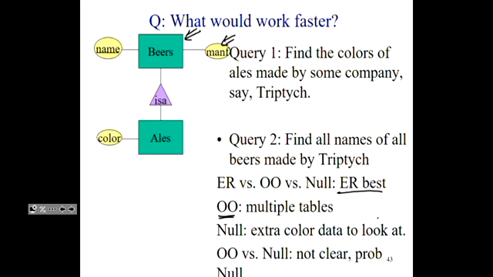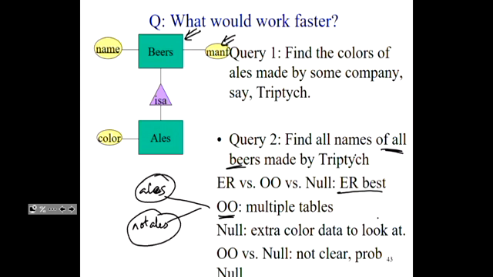Why is the object-oriented approach bad? Well, because you need to look at multiple tables. You need to look at both the ales table and the not ales table, right? Because you need to find the names of all beers. It's not just the ales, but you need to look at the non-ales as well. And because of that, with the object-oriented approach, you definitely end up having to look at multiple tables.